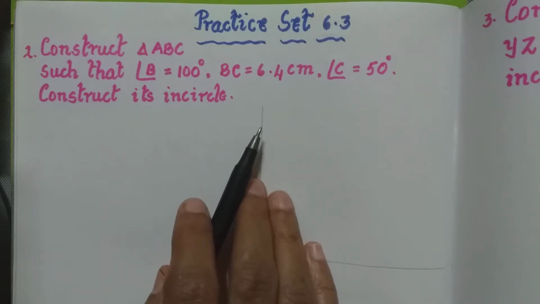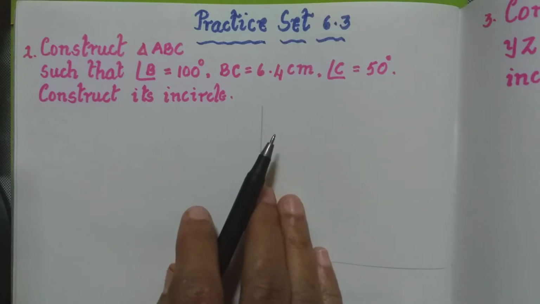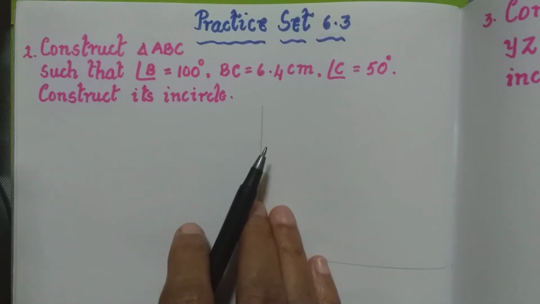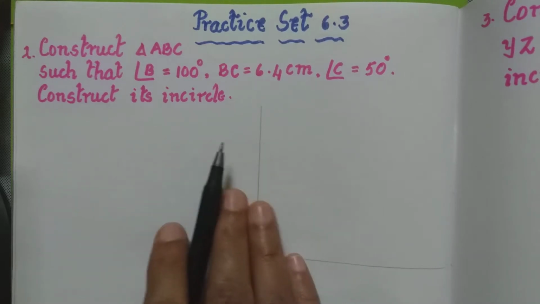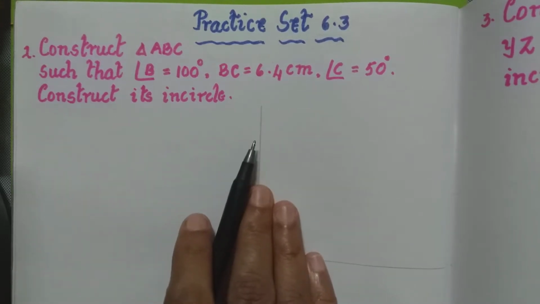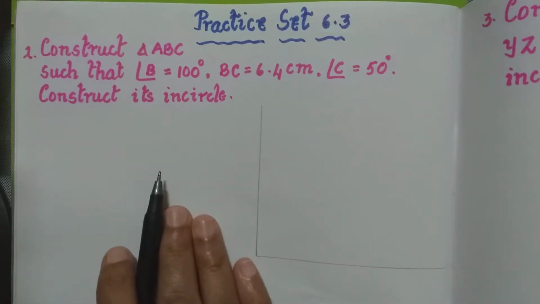Now in question 1 and 3 we have to construct an incircle, and the remaining questions, question 2, 4 and 5, we have to construct a circumcircle. So first we'll consider the problems with incircle, that is question 1 and question 3.